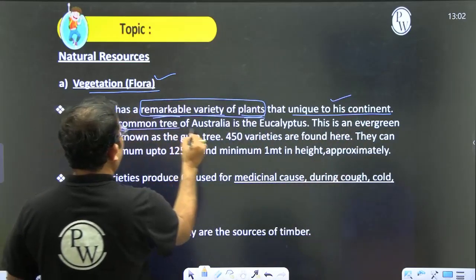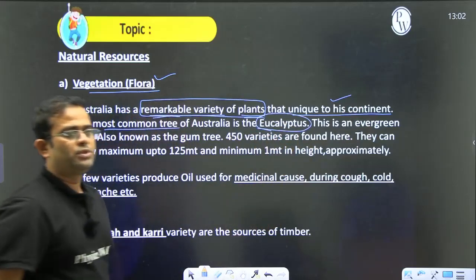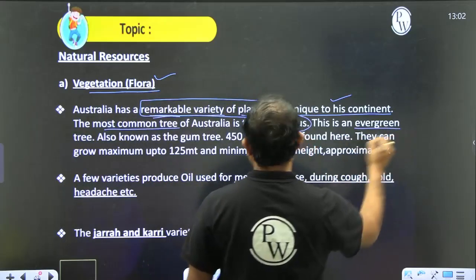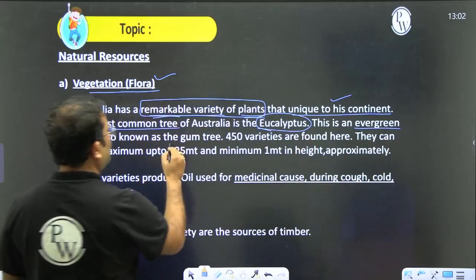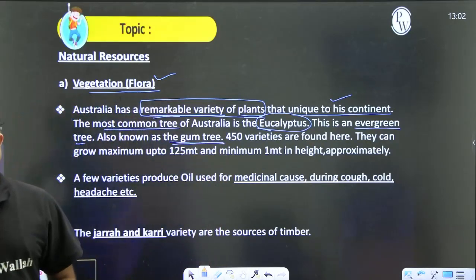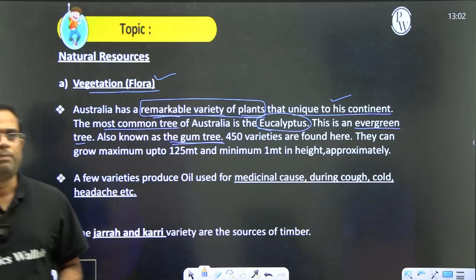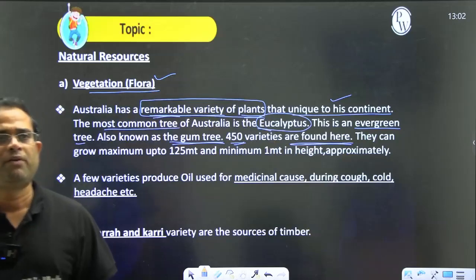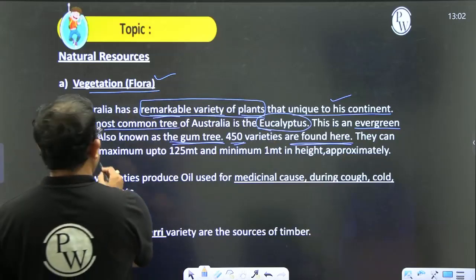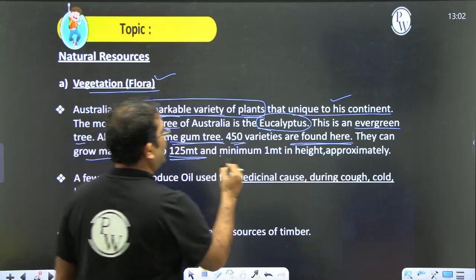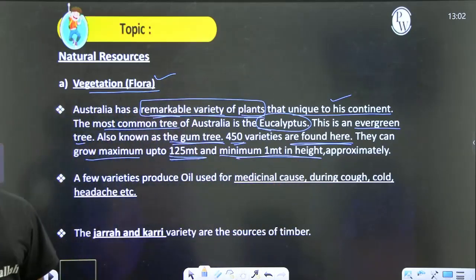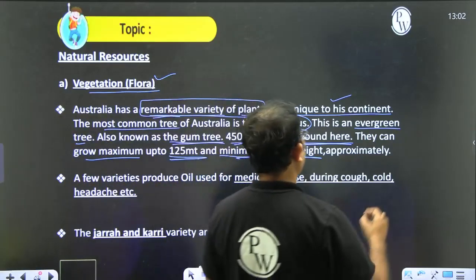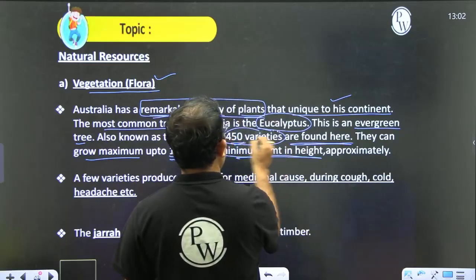The most common tree of Australia is eucalyptus. This is an evergreen tree, also known as the gum tree. About 450 varieties are found here. Can you imagine, 450 varieties you can see here.